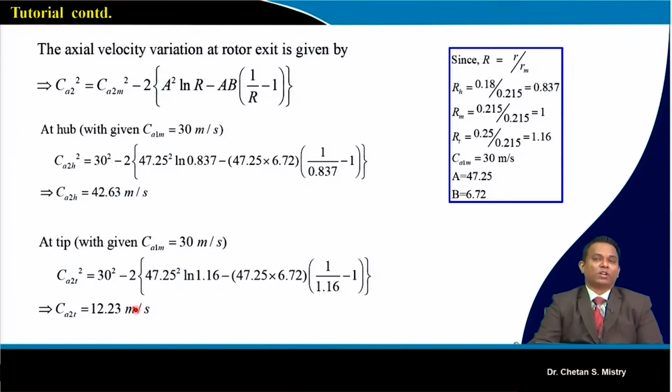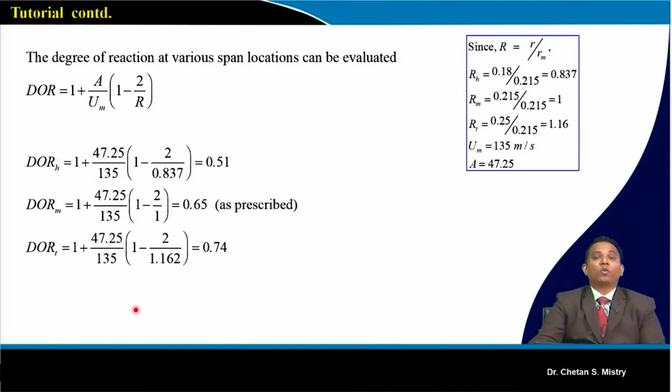Okay, so this is the indication when we are considering our exponential design. We have a variation of axial velocity at the entry and a variation of axial velocity at the exit of my rotor. Now if we are looking for calculation of degree of reaction, it is given by 1 plus A divided by Um into bracket 1 minus 2 by R. This is what we have derived.